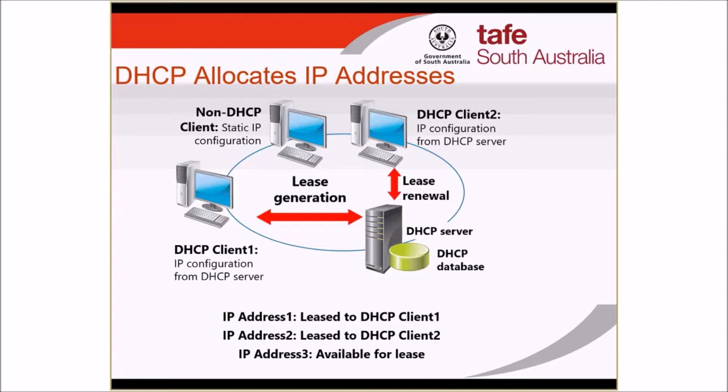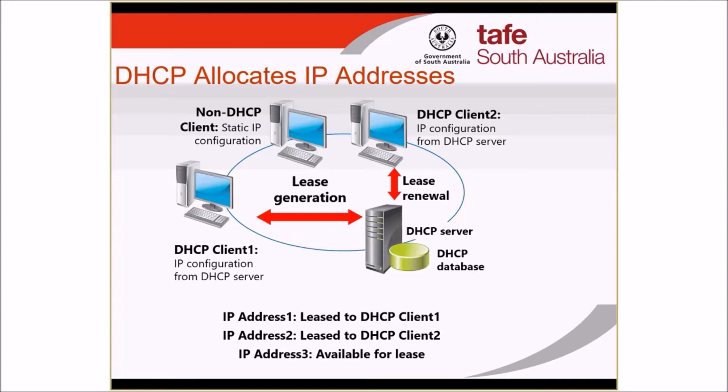So how does a DHCP server allocate an IP address to a client? Basically, this client computer is set to obtain an address automatically. So basically it's configured that way. When it turns on, it asks for an IP address and the DHCP server responds and gives an IP address. But after a while, this client machine has what's called a lease.